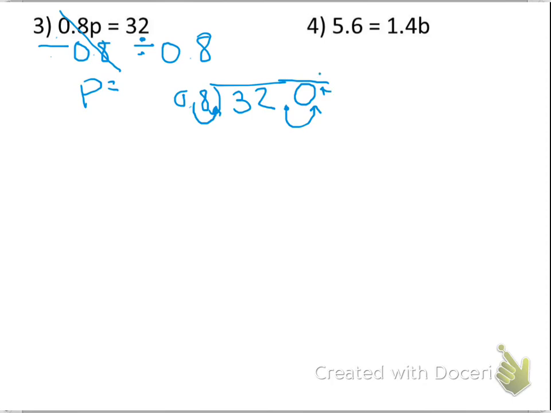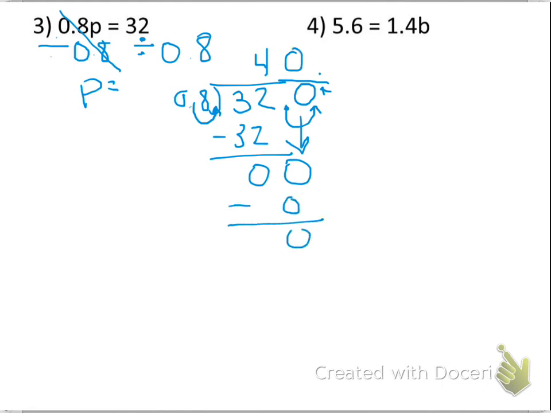So now we can do, how many times does 8 go into 32? 8 goes into 32 4 times. 4 times 8 is 32. Subtraction, get a 0. And we're going to bring down that 0. How many times can 8 go into 0? 0 times. And 0 times 8 is 0. Subtraction, get a 0. And now we're at our decimal, and there's no more numbers to bring down, so we're done. So we know that p is equal to 40.